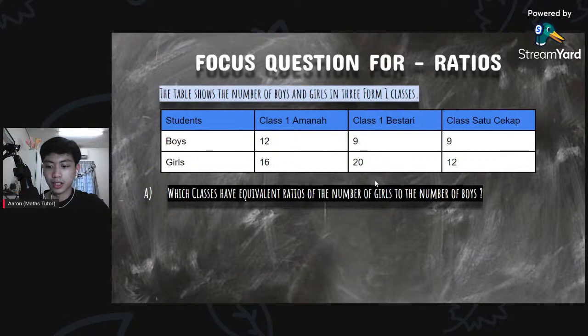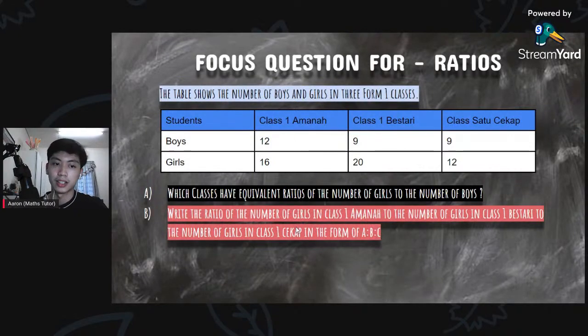Then the second question asks us to write the ratio of the number of girls in class 1 Amana, class 1 Bestari, and class 1 Cekap, in the form of A : B : C. This is how we write a ratio. Later on we'll see this also. They want the number of girls only. You don't include the number of boys. So here it says number of girls in 3 classes. This one is easy.